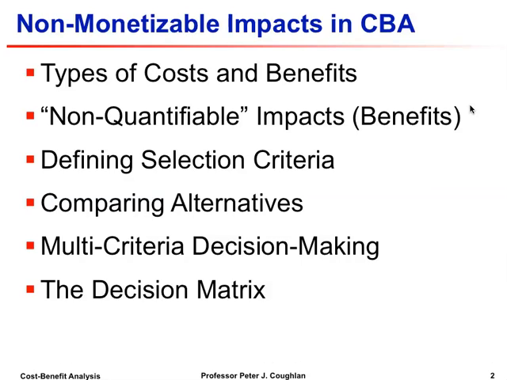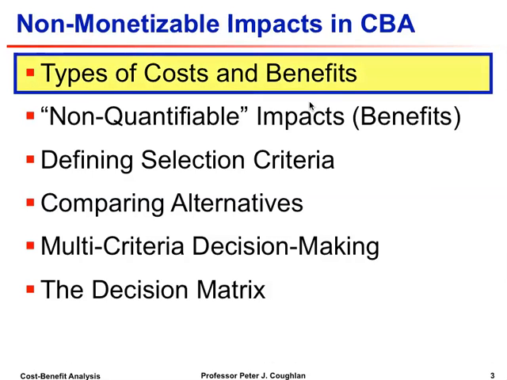Then we're going to talk about comparing the alternatives, how we actually compare the alternatives under those selection criteria. And then we're going to introduce the idea of multi-criteria decision making. When everything is monetizable, we actually have a single criterion, which is maximizing net benefits to make our decisions. But when you do not have everything monetizable, then you have to get into the realm of multi-criteria decision making. And after introducing the idea in general, we will talk about one such multi-criteria decision making tool, which is the decision matrix.